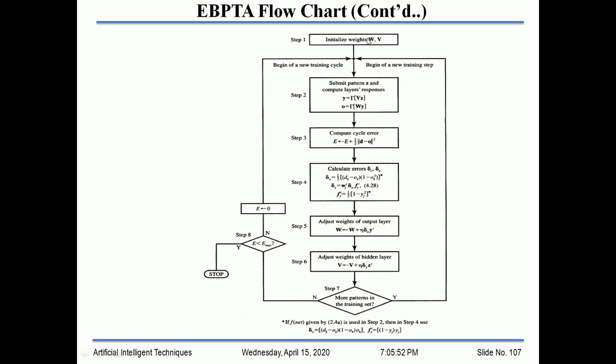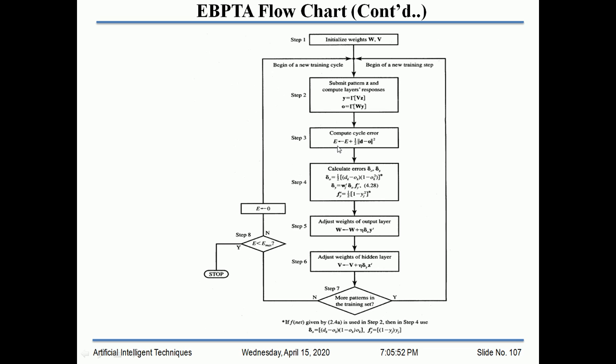So the first step is initializing the weights W, V and the maximum error and all those things. The learning constant should be chosen greater than 0. Usually the learning constant is between 0 and 1. Step number 2 is calculating the output of the hidden layer Y and the output of the output layer O. Step number 3 is you have to compute the error, the cycle error.